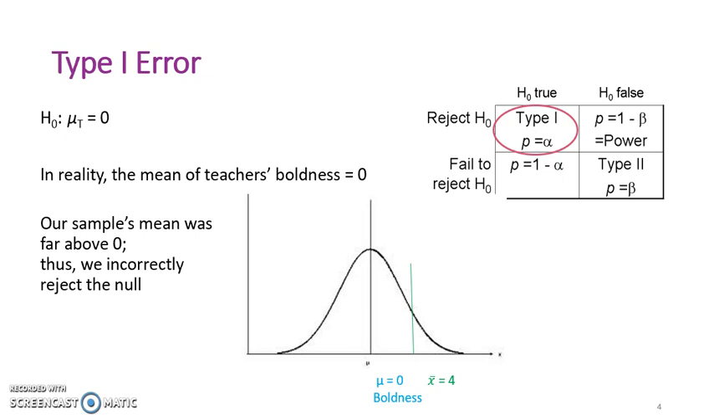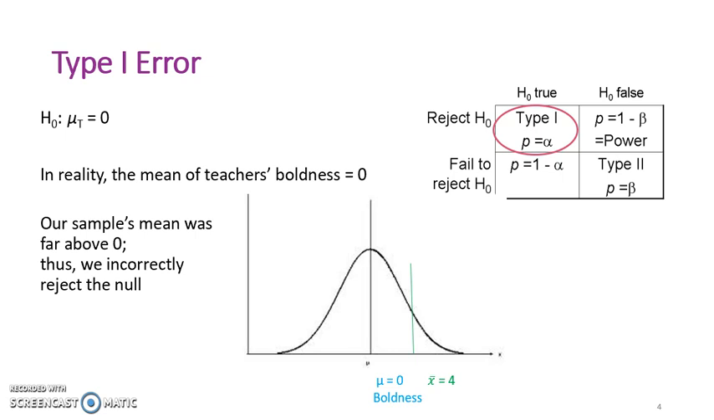However, when we drew our sample, something influenced our results, and our teacher's boldness mean happens to be higher than it is in the population. The sample mean, here it's shown as 4, was far enough away from 0 that we decide to reject the null hypothesis. In this situation, we would have committed a type 1 error. So by rejecting the null, we have said that there is a difference between the teacher's boldness mean and 0, when there isn't really a difference.